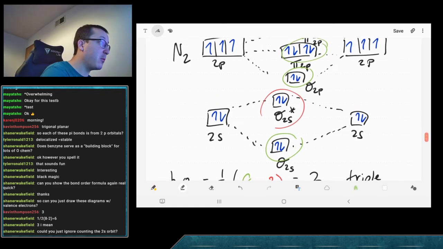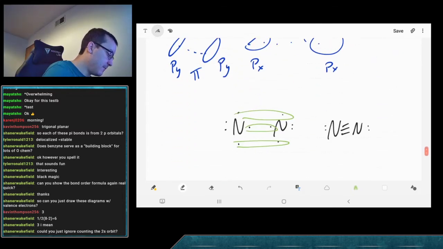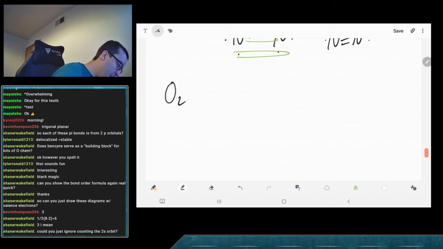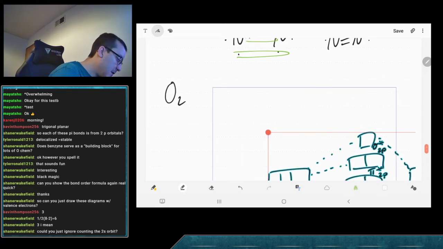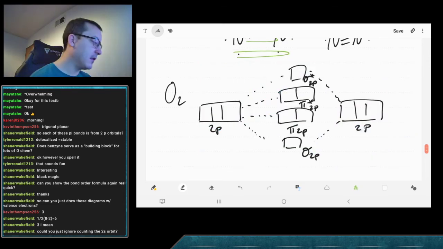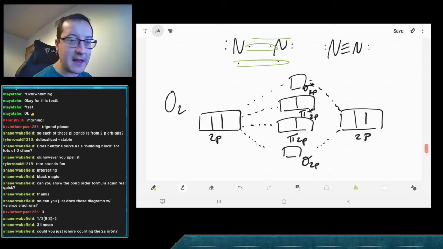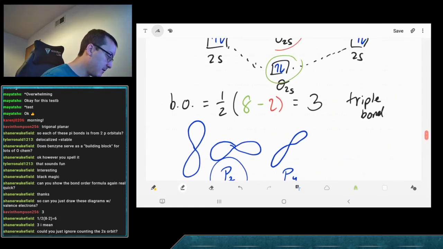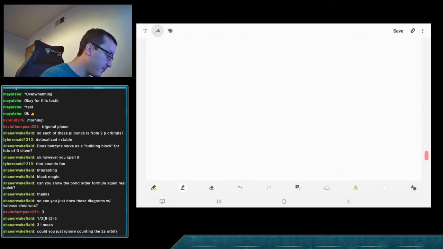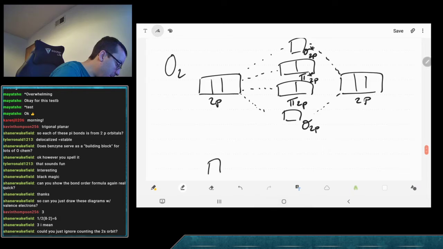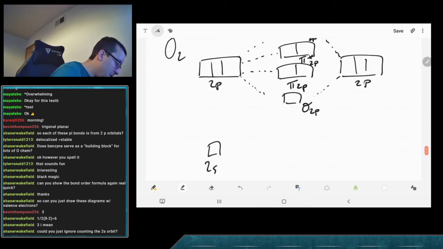So speaking of which, when we look at oxygen, let's look at O2 next. I'm just going to look at the P part. Actually, forget the S. S is going to look exactly the same. In fact, I already drew on it. Okay, never mind. You know what, I'm going to do it anyway, just to make sure.